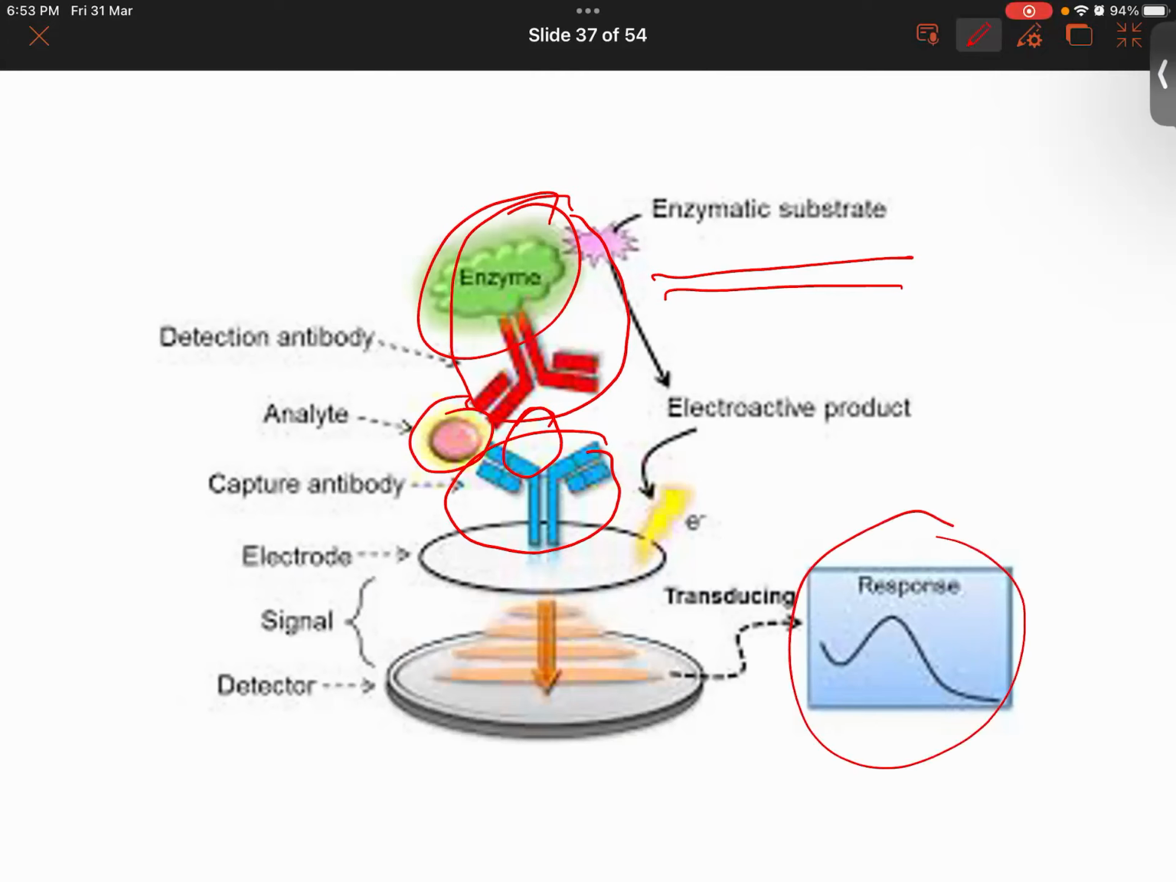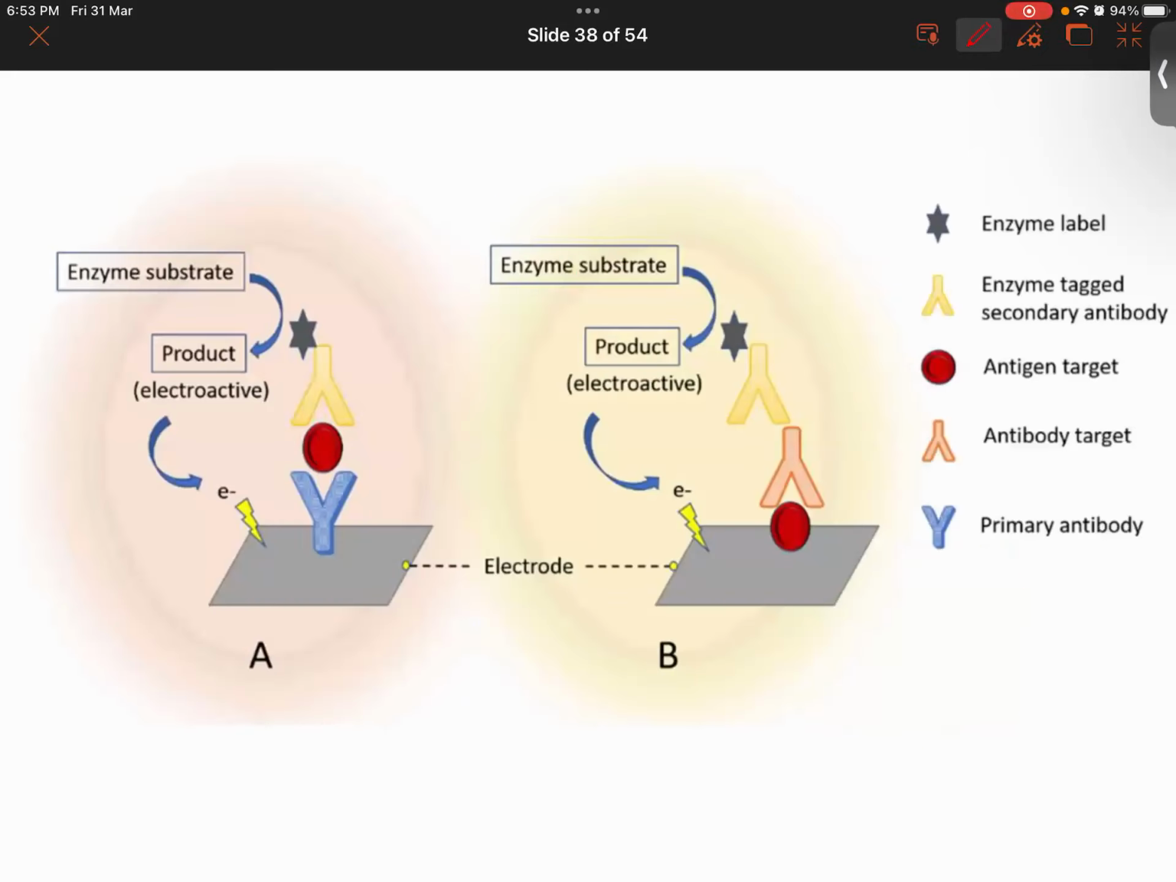Same, if there is no antigen, then there will be no label antibody coming to the surface. You only have capture antibody. So again, this is another clear picture of how you can use enzyme label to indicate whether you have interaction between antibody and the right antigen target.